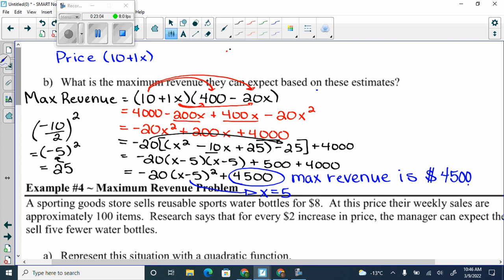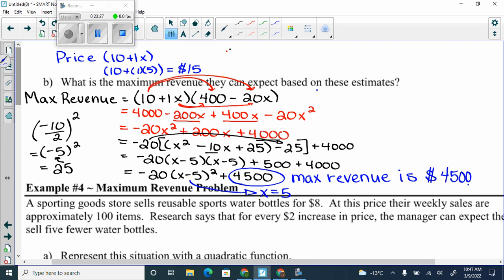So I said the price was 10 plus 1x, correct? And now we found out x is 5. So the price is 10 plus 1 times 5. So the price is $15. So now I could say, hey, they actually sold each of these sessions for 15 bucks. Correct? Now if I want to know how many sessions they sold, what can I do?